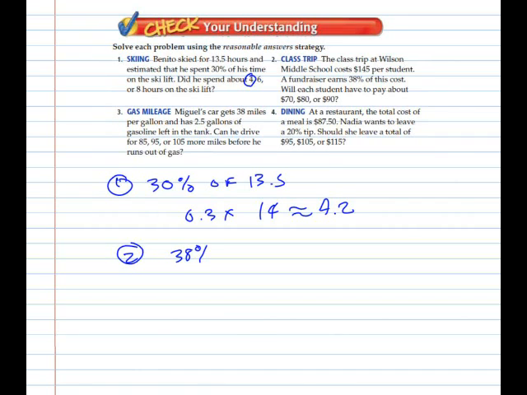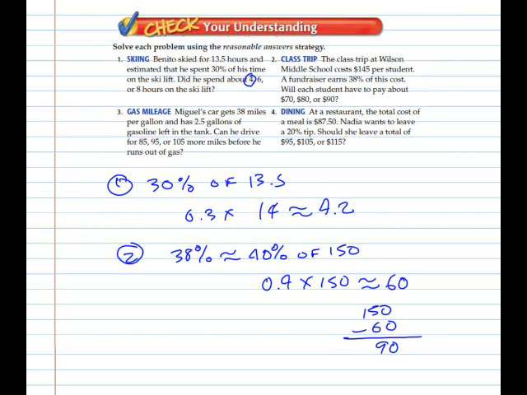Well, I'm going to take 38%. I'm going to round that to 40%. I'm going to round my 145 to 150. So I'm going to find 40% of 150. Make those compatible. So 0.4 times 150 gives me about $60 earned. Now, if we take 150 minus 60, then each student will have to pay about $90.